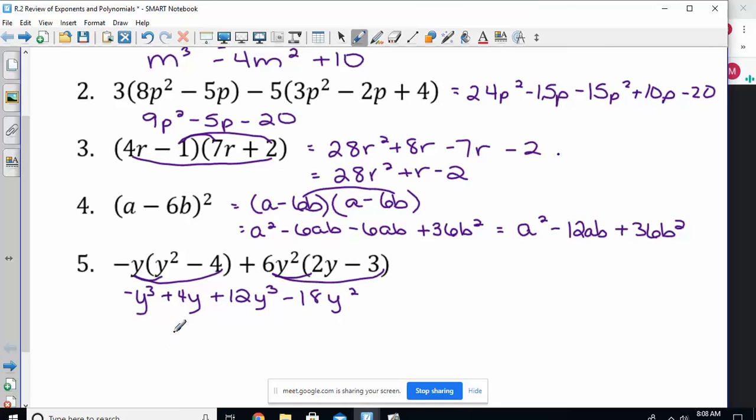Negative y cubed and 12y cubed to be 11y cubed. Minus 18y squared plus 4y. Again, you could have those in a different order, that's no big deal. How'd you guys do? Did okay? Do we need more practice with this type of thing, or do we remember?